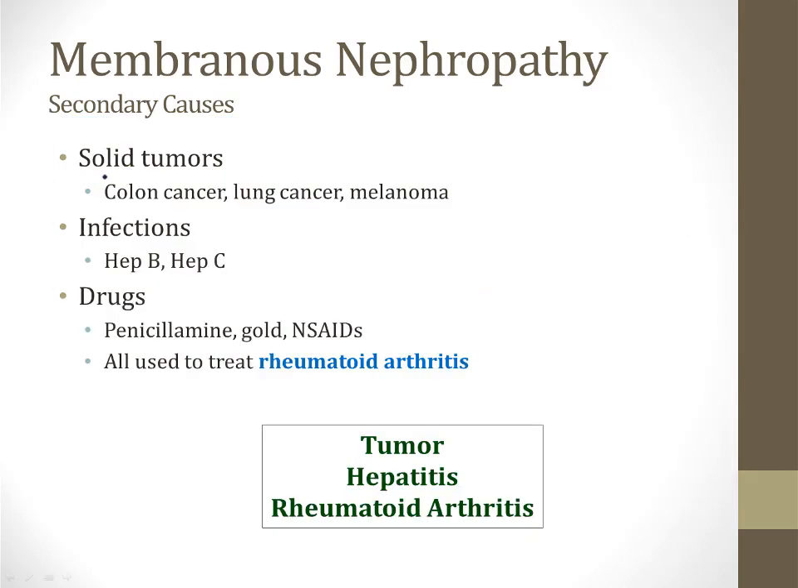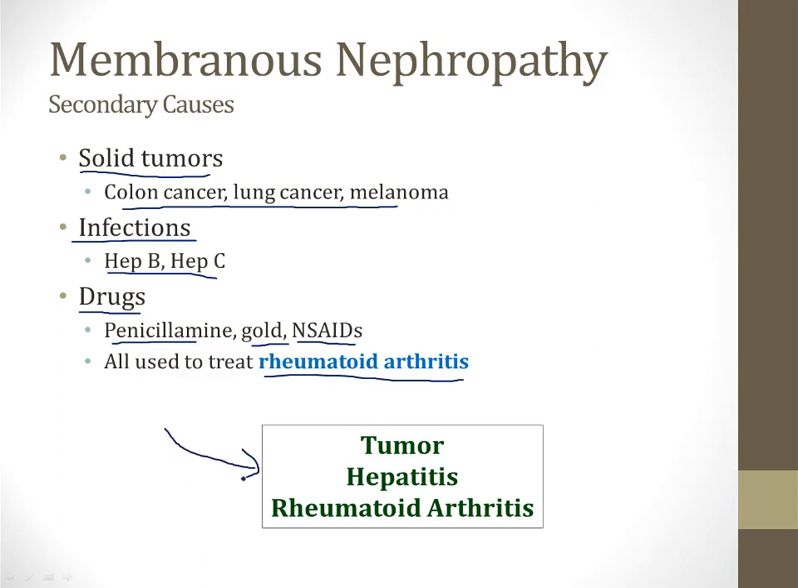Membranous nephropathy can also occur in patients with solid tumors, especially colon cancer, lung cancer, and melanoma. It can also be seen in patients who have viral infections, especially hepatitis B and hepatitis C. And finally, it commonly occurs in patients taking certain drugs. These drugs are all used to treat rheumatoid arthritis. They include penicillamine, gold, and NSAIDs. And an easy way to remember this is just to remember the phrase tumor, hepatitis, and rheumatoid arthritis. It rhymes, and these are the 3 secondary causes of membranous nephropathy that you should know other than lupus.